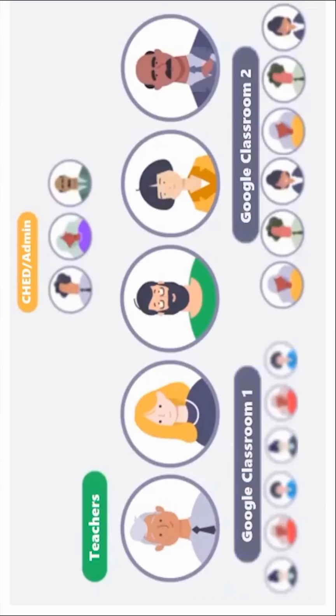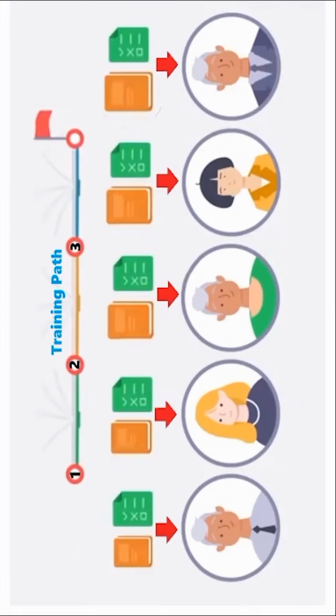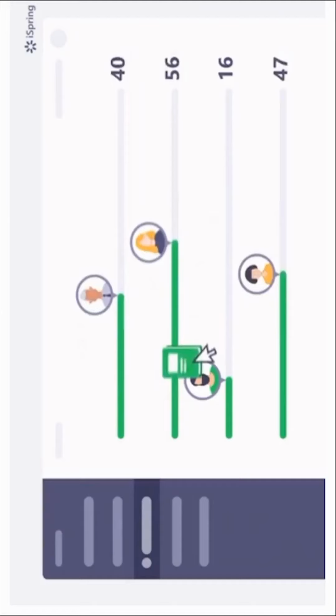You can organize the students into groups like Google Classroom 1 and Google Classroom 2, and you can assign a whole series of learning materials and tests according to their needs assessment called the training path, and easily track each learner's progress to encourage the leaders and help slow learners develop faster.